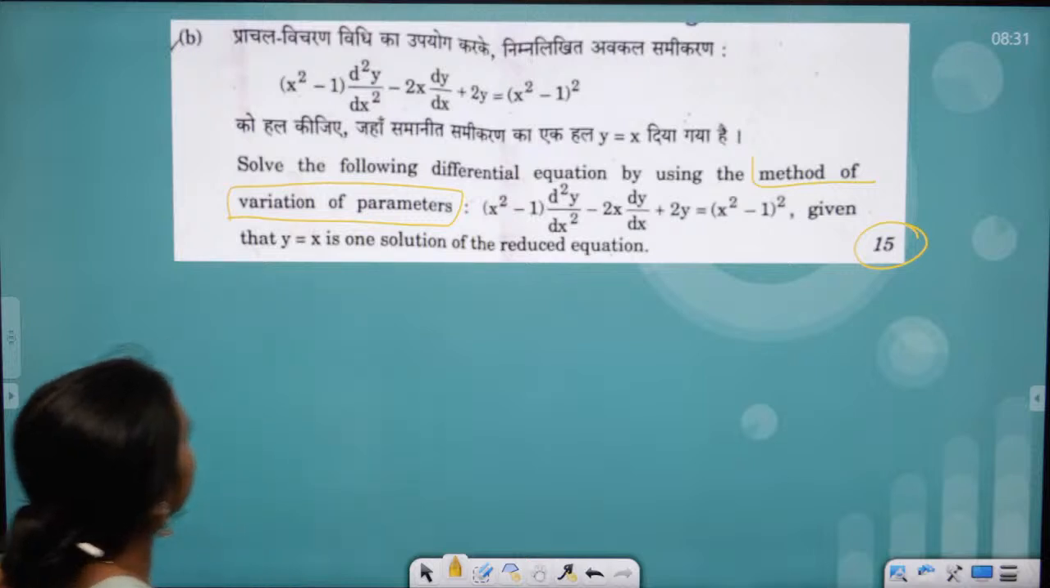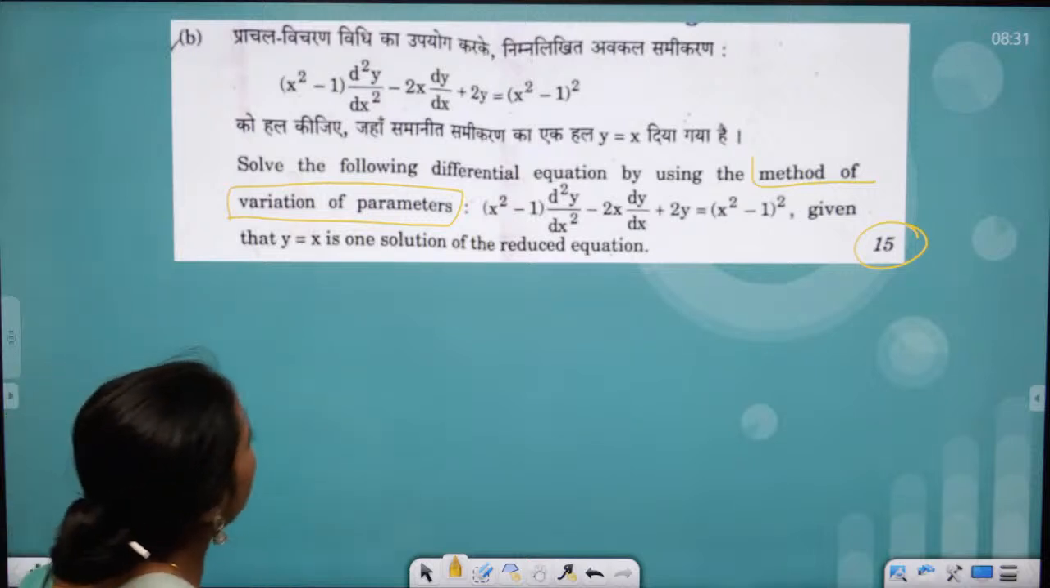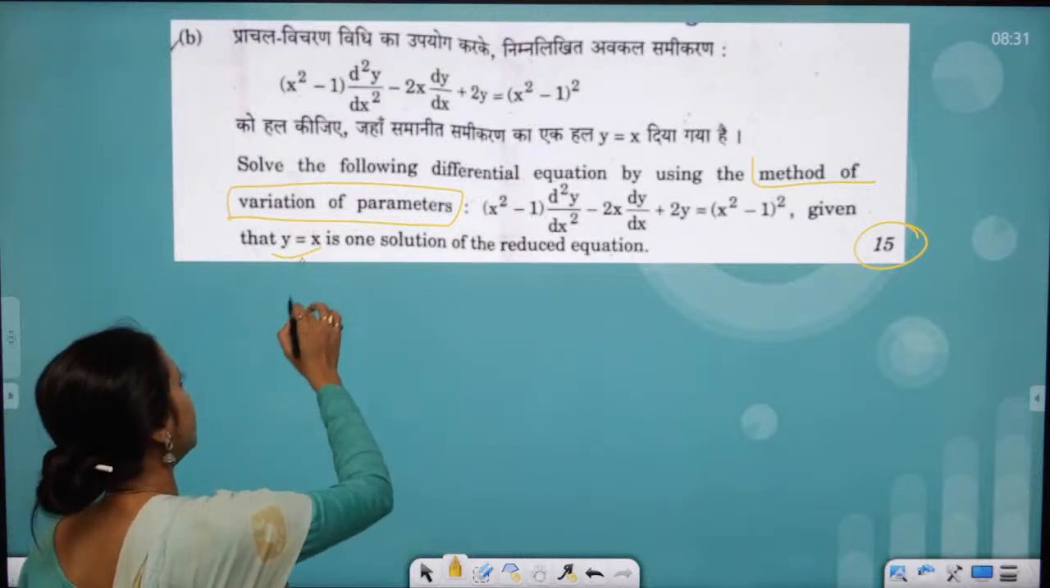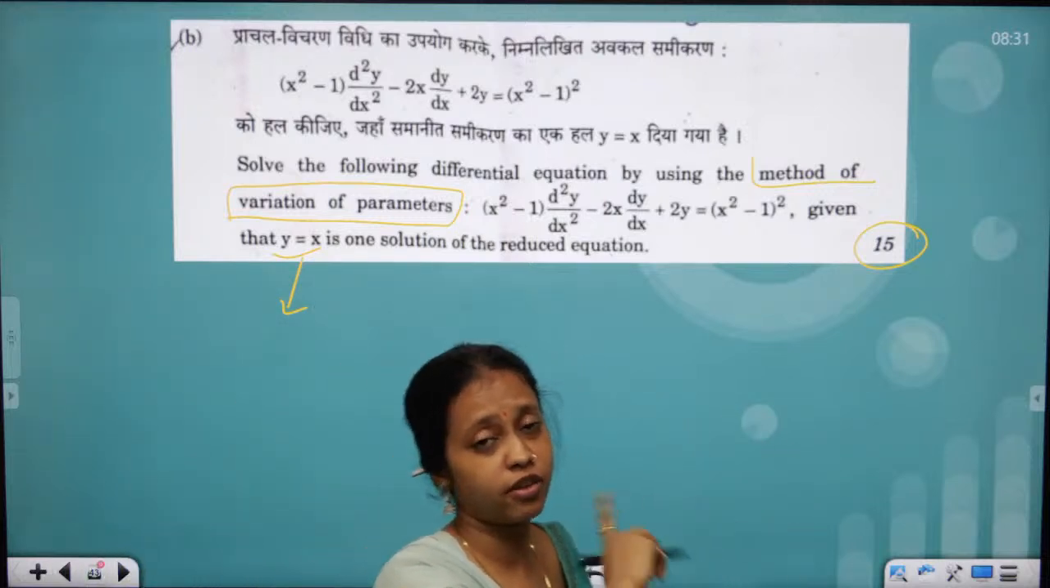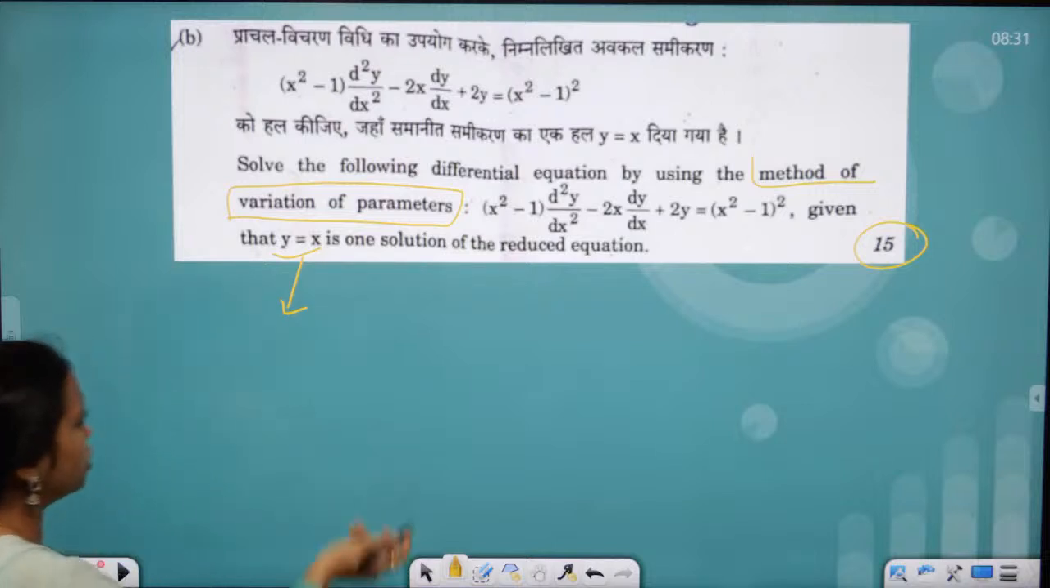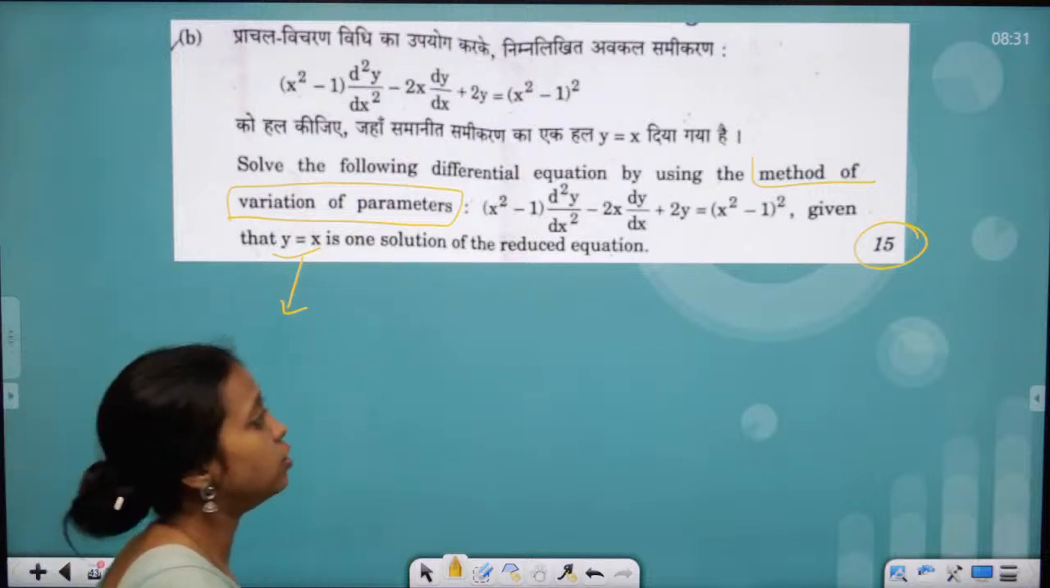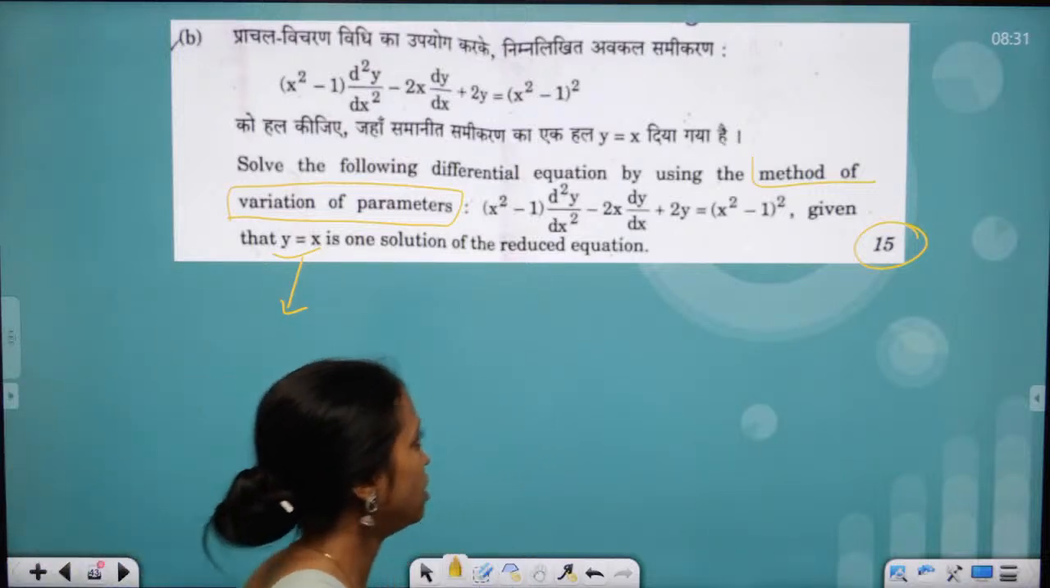This was the method of variation of parameters. Again very simple, one solution was given, Wronskian is required, formula is required, fill in everything: y1, y2 linearly independent, Wronskian, and you will get the answer. Easy.